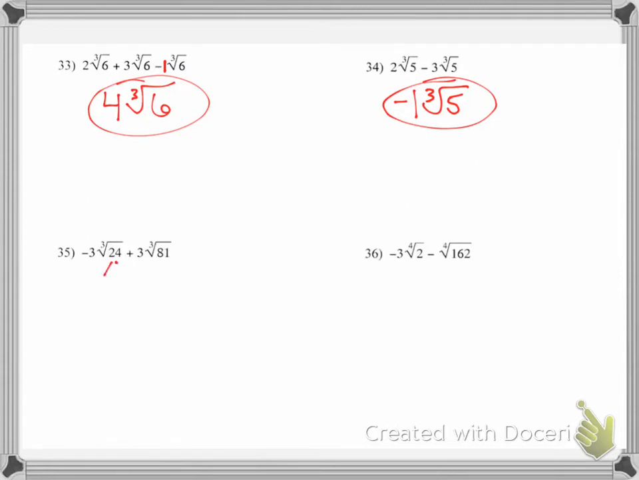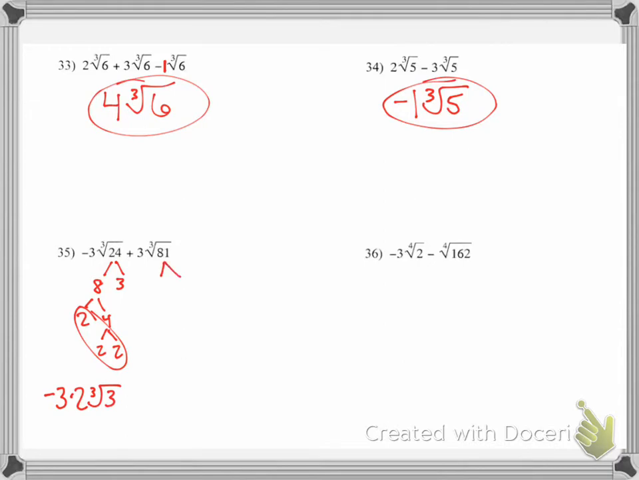So I'm going to take cube root of 24 and break it apart into 8 and 3. We know how 8 breaks apart. I've done that already 100 different times. I have 2 times 2 times 2, cubed root. We're looking for triplets. I've got a triplet of 2's. So out front, I'm going to have negative 3 times 2, cubed root of the 3 that's left over.